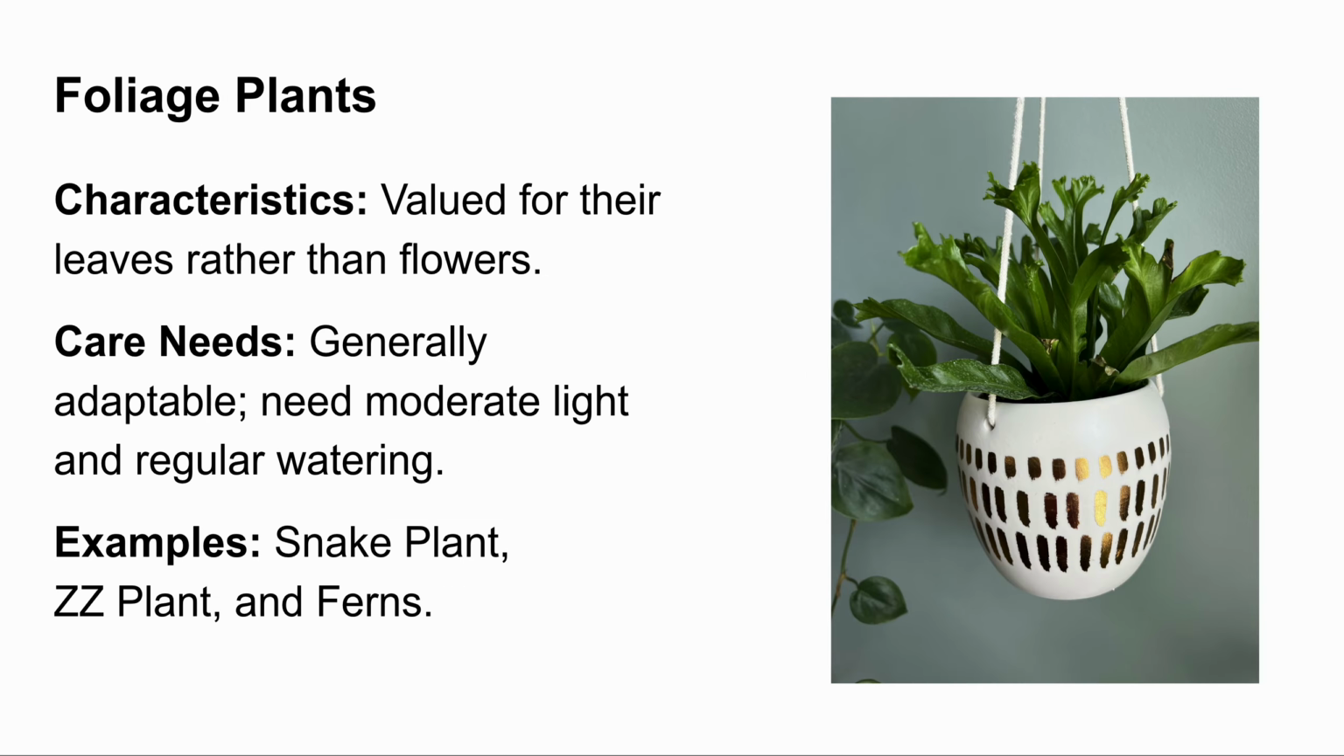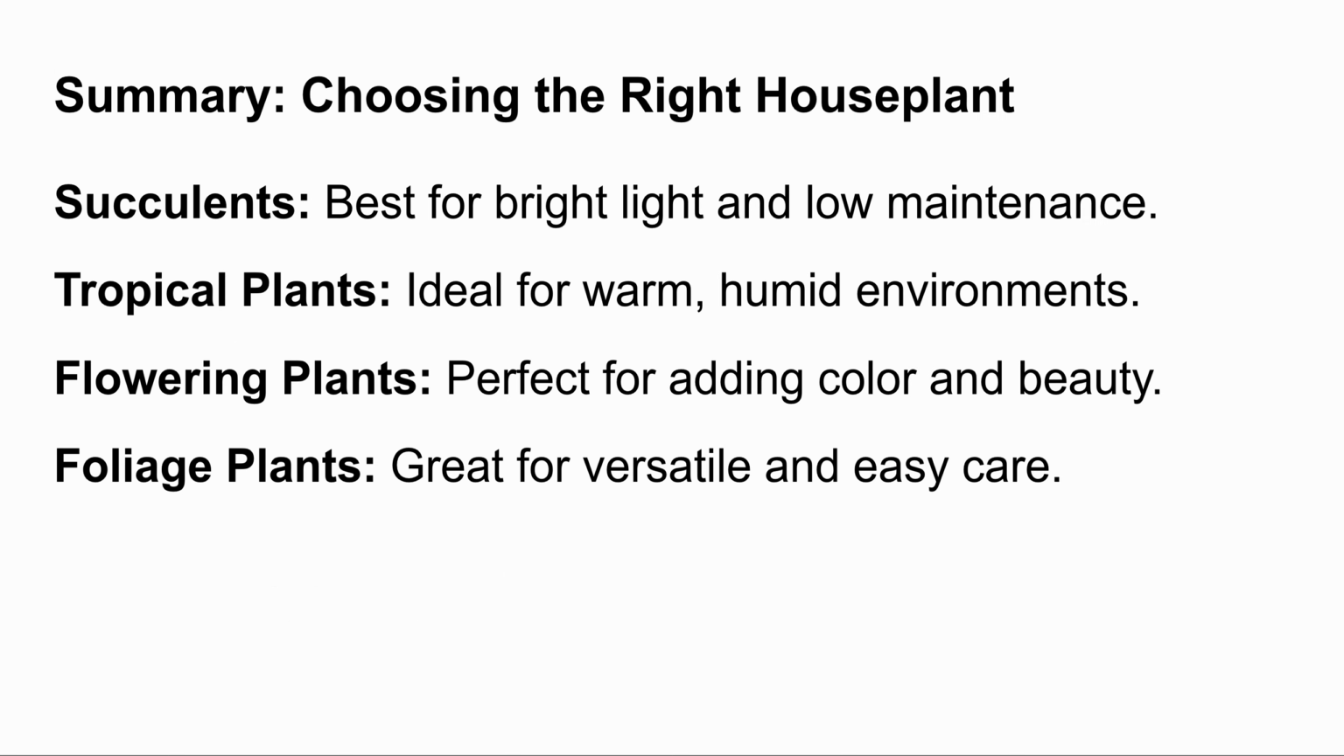And then the final category has some overlap with other categories, but it's foliage plant. So this is kind of in contrast to the flowering plants. Foliage plants don't flower in a home environment, and we just love them for their beautiful, lush green leaves. Some of these may be tropical plants, some may not. Generally, they are adaptable. They need moderately bright light and regular watering. This would include plants like a snake plant, a ZZ plant, and ferns. They're not going to flower normally, but they're still really pretty and lush.